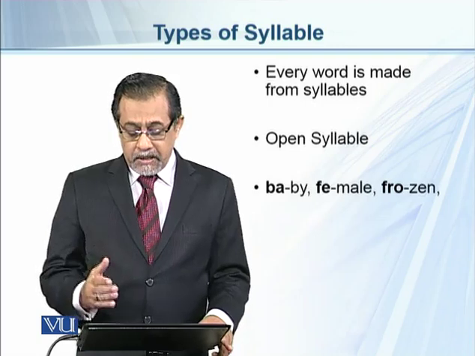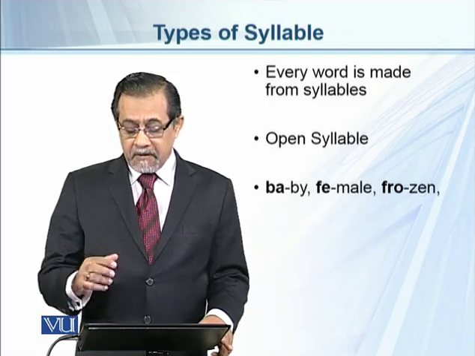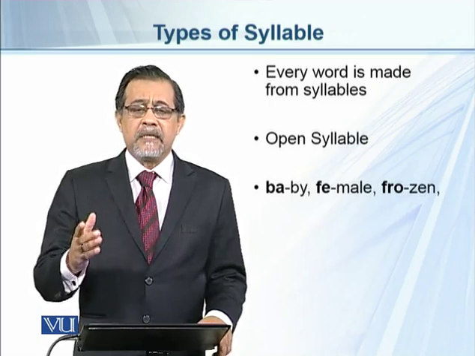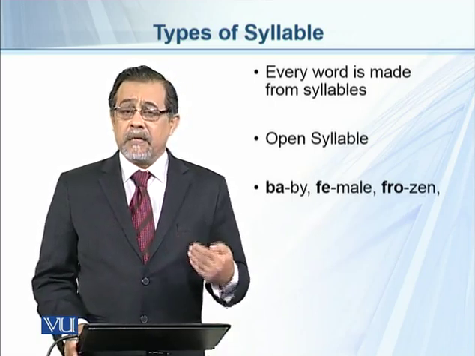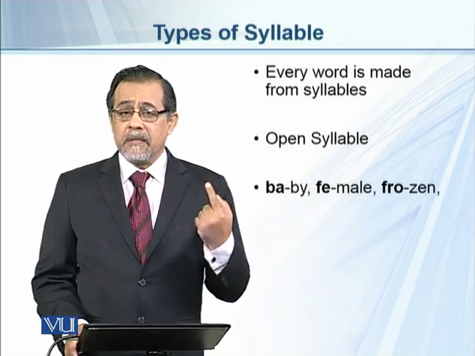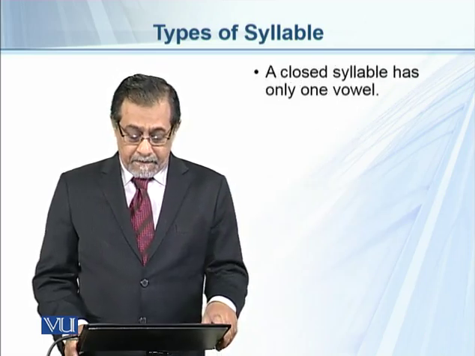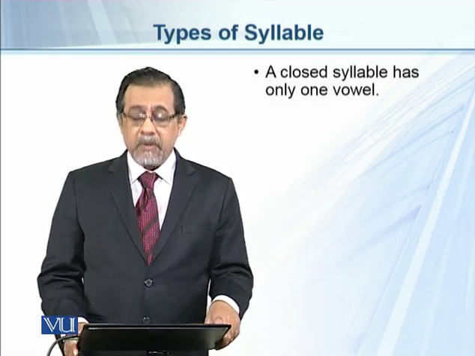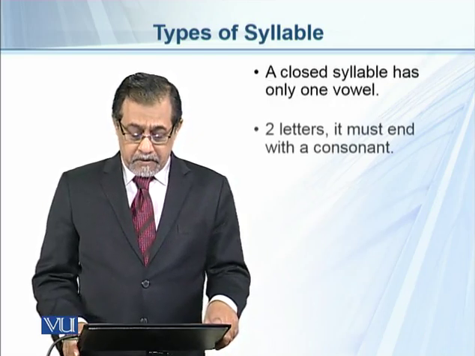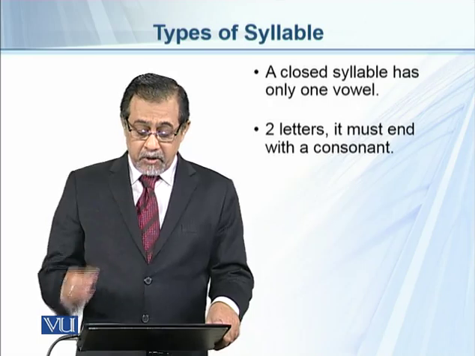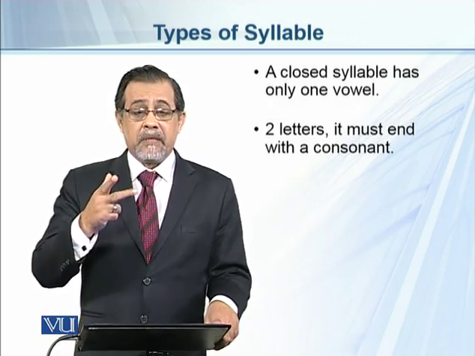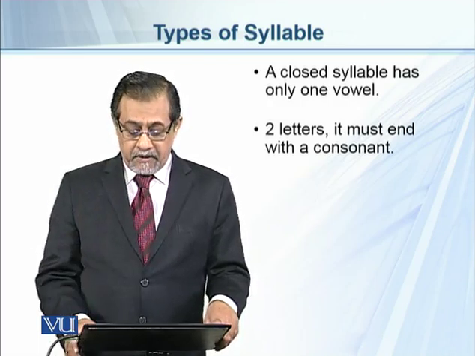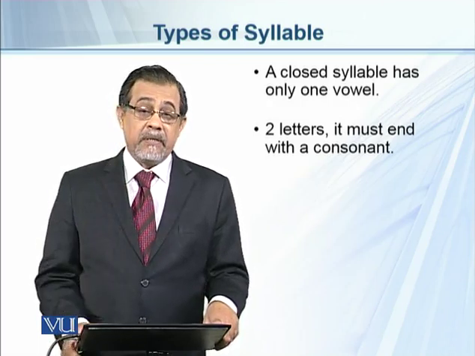So you can see baby, female, frozen. The next syllable has a single consonant sound, and after that there is a vowel sound. A closed syllable has only one vowel. So there is a possibility of a closed syllable. It may have two letters, but it must end with a consonant.